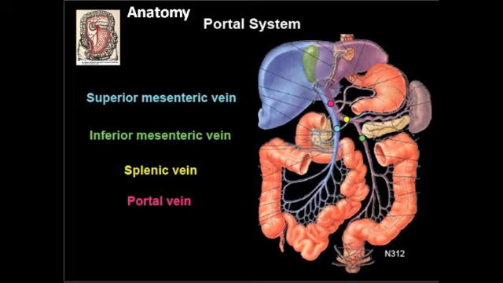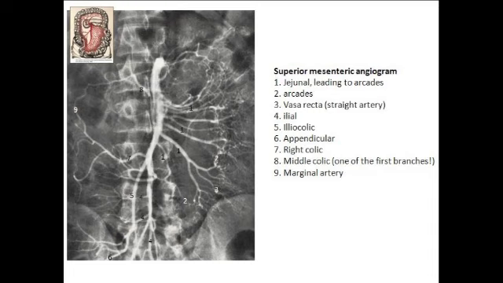There are plenty of portal caval anastomoses. Here, portal tributaries that drain the colon communicate with the veins of the IVC, providing alternative routes just in case of portal hypertension. Okay, now let's get a little more detailed.